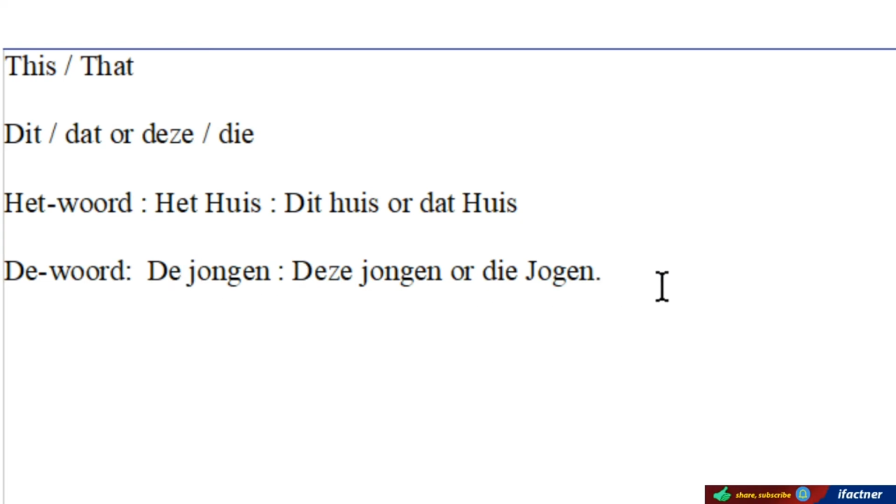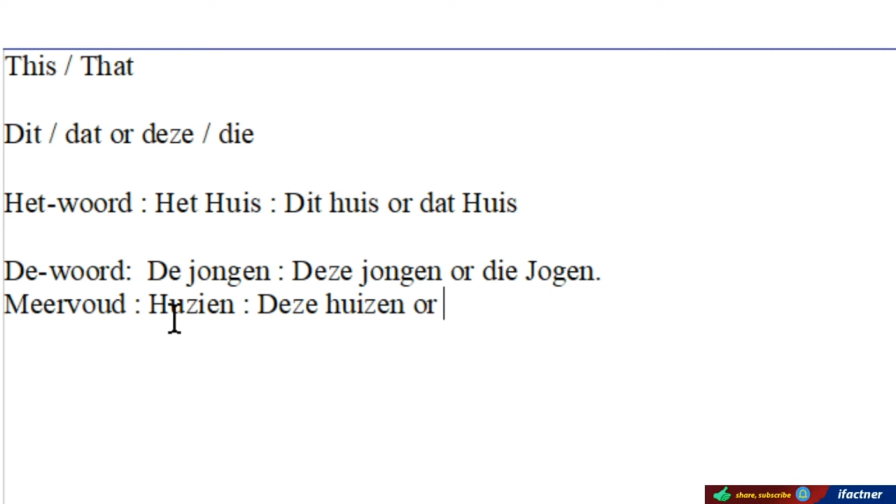And deze and die are also used for meervoud woorden. So if we have huizen, not house but houses, then we use deze huizen or die huizen.